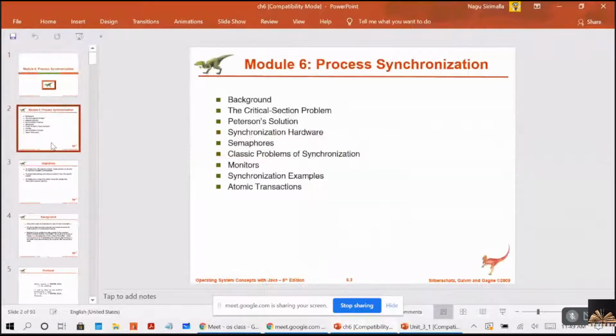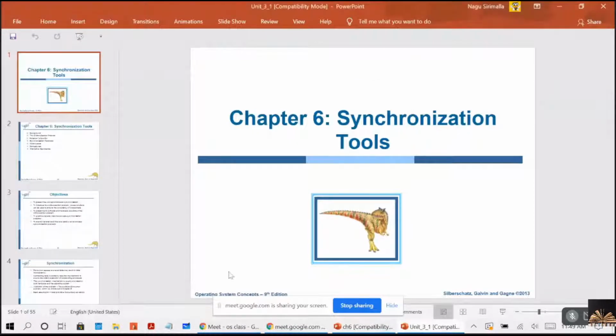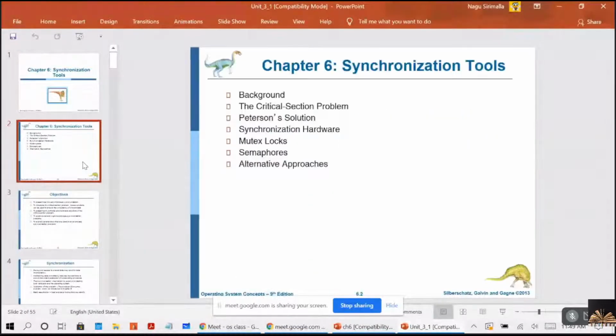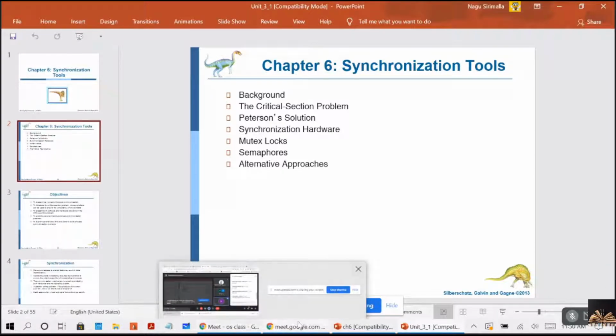Yes, ma'am. Okay. So we'll go through this PPT. This is better, I think. Yes. Process synchronization, right? So as we see the syllabus, if you see your syllabus, let me open the syllabus now.